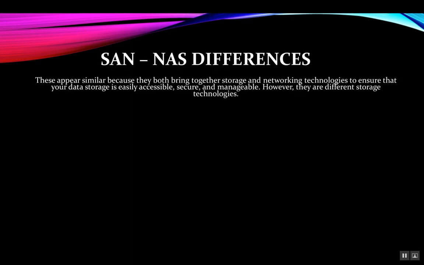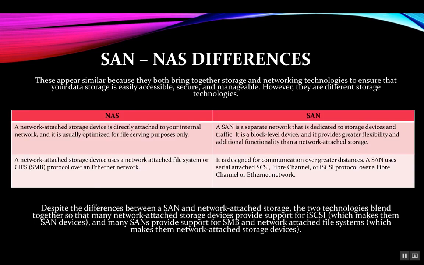Now, I told you that SAN works over a network, the storage area network, and NAS also works over a network. But NAS was file storage and SAN was block level storage. So let's talk about the differences between the two. These appear similar because they both bring together storage and network technologies to ensure that data storage is easily accessible, secure, and manageable. However, I'll make it clear they are totally different technologies. They are just not one technology.